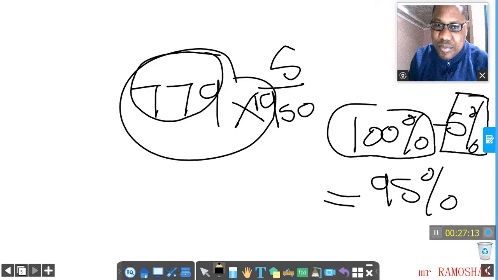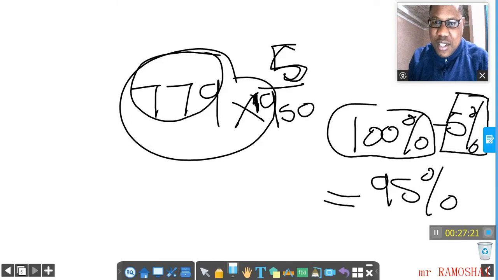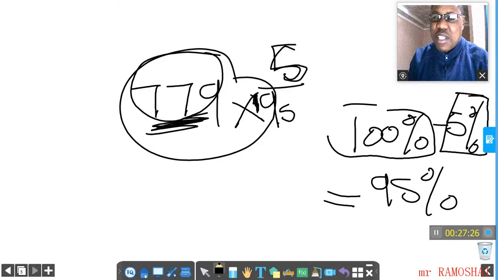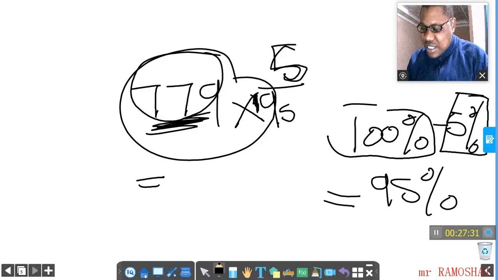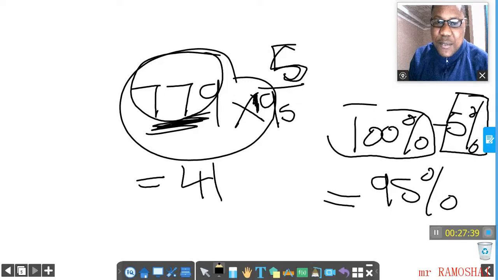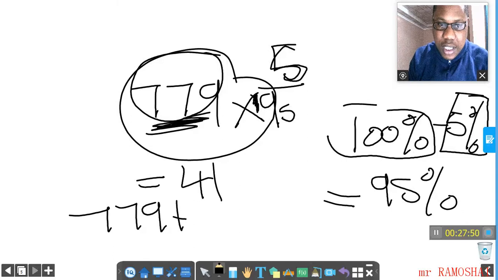We're going to say 5 over 95. Because this amount is the 95. It is no longer 100% because the 5% discount is already allowed, right? So if we say 779 multiplied by 5 over 95, we get that the discount which was given is 41 rand. Clear?